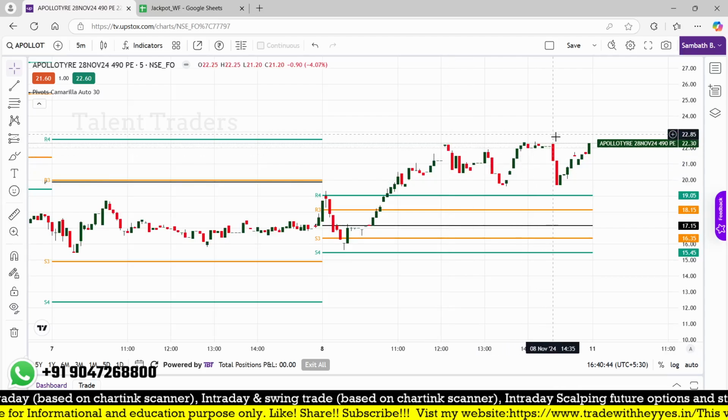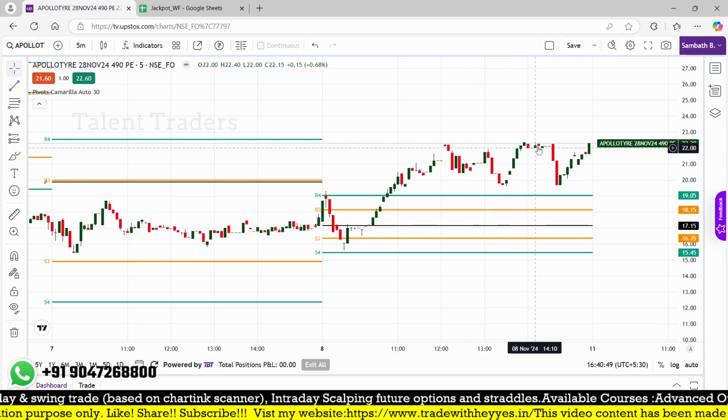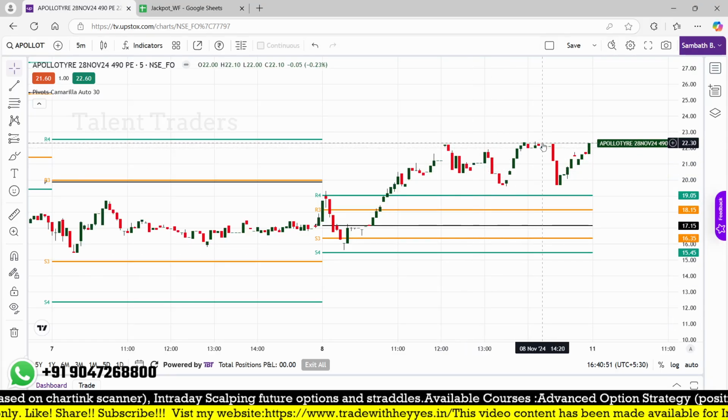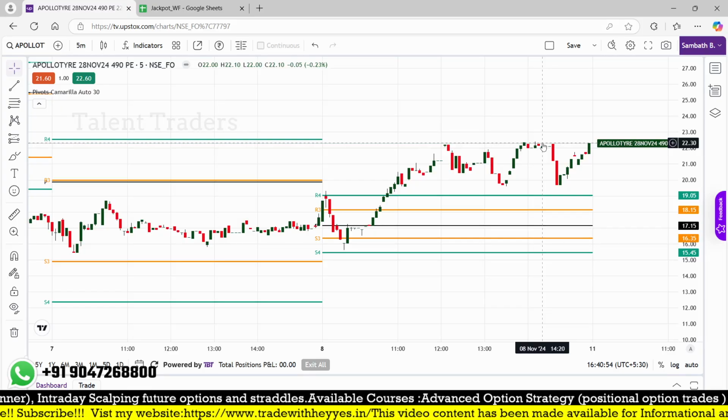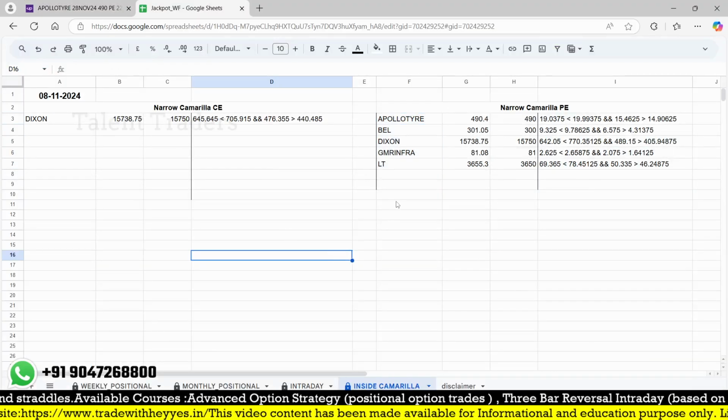Maybe if you are an intraday trader, you may book because we have taken the 3 rupees risk and that 3 rupees got triggered here. Or you can continue this as a positional trade also. Okay, so this is the logic which we are creating and finding.